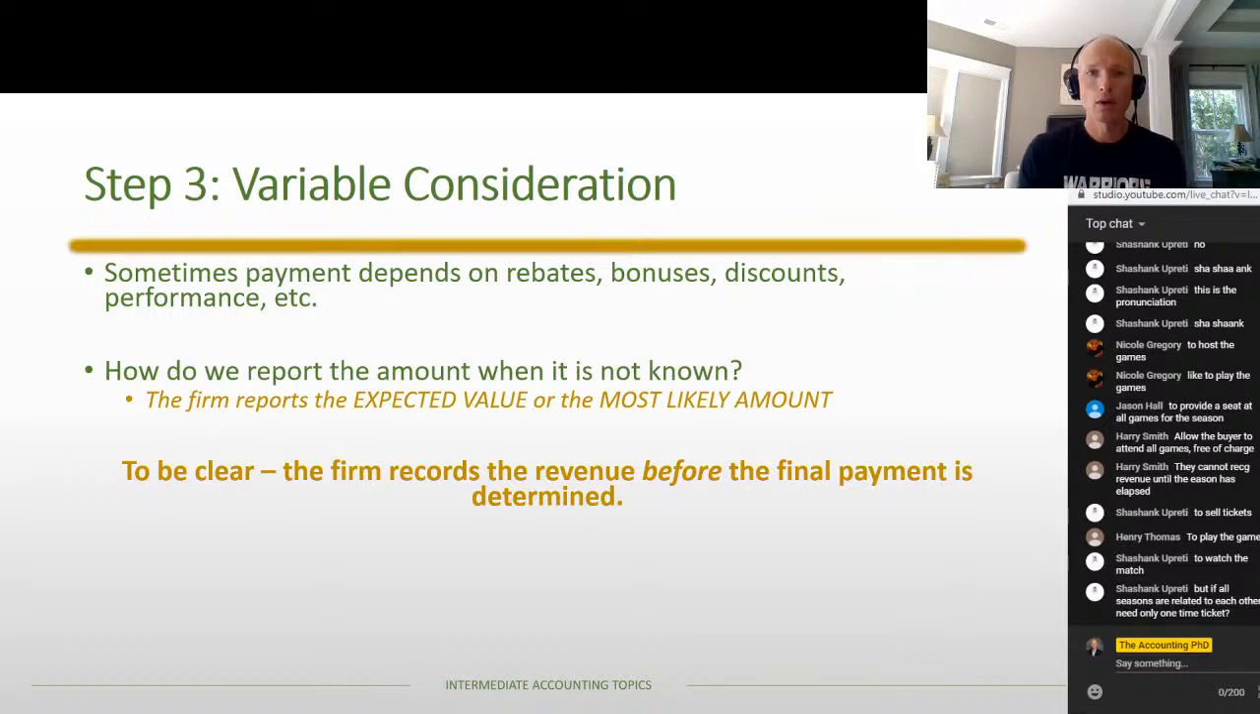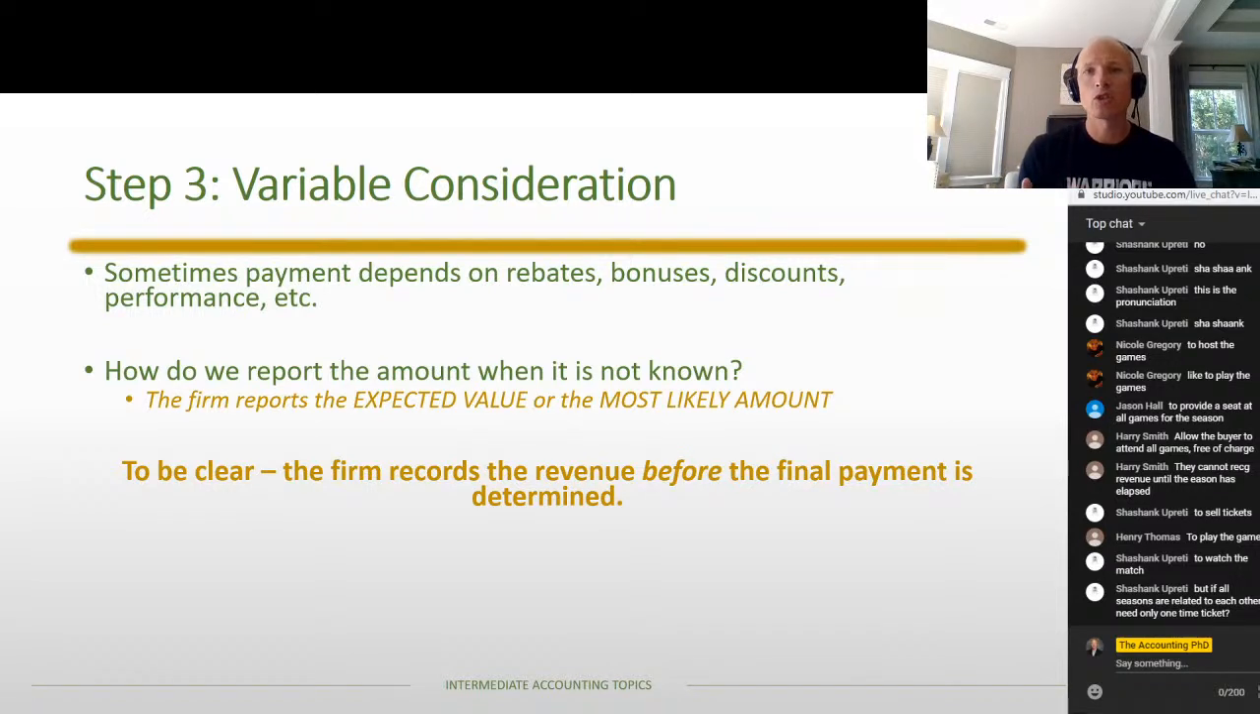Again, they're both allowable under US GAAP, and it's up to each company to determine which one is most appropriate for their situation. I will say, if the outcomes are like a continuous distribution, if you imagine a bell curve, it's tied to performance. Let's say you get a 1% bonus based on earnings for the next year. That 1% could be really any range, and so that's a situation where you would have to use the expected value because there's no one most likely amount. You just have to find the peak of that bell curve.